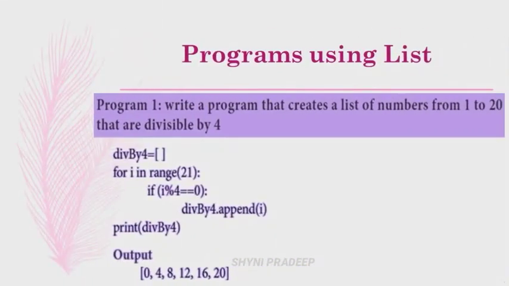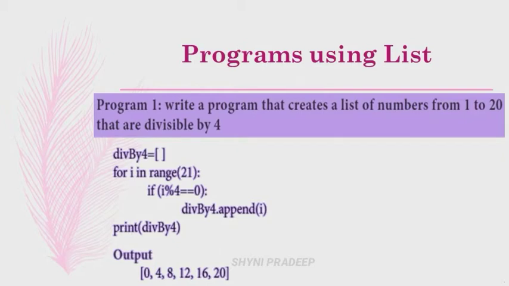Next, let us see programs using list. Let's see the first program. Write a program that creates a list of numbers from 1 to 20 that are divisible by 4. Here you have to take the numbers from 1 to 20 and divide them by 4. When you divide a number by 4, if you get 0 as the remainder, then print that number on the output screen. If you are not getting remainder 0, then leave that number. You have to continue your execution until you reach the value 20.